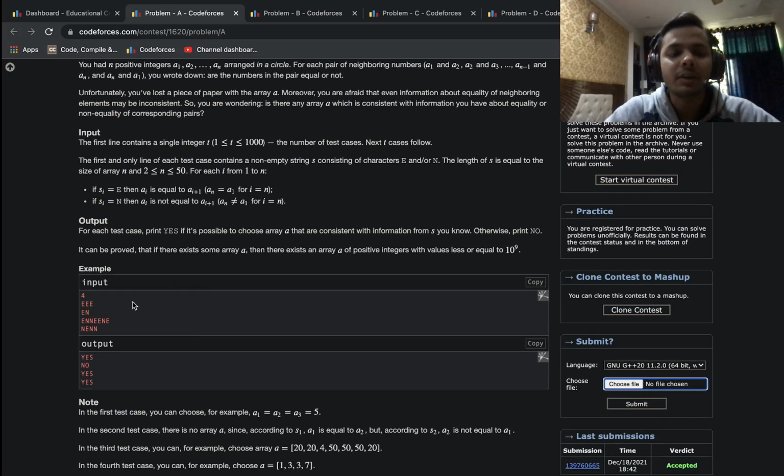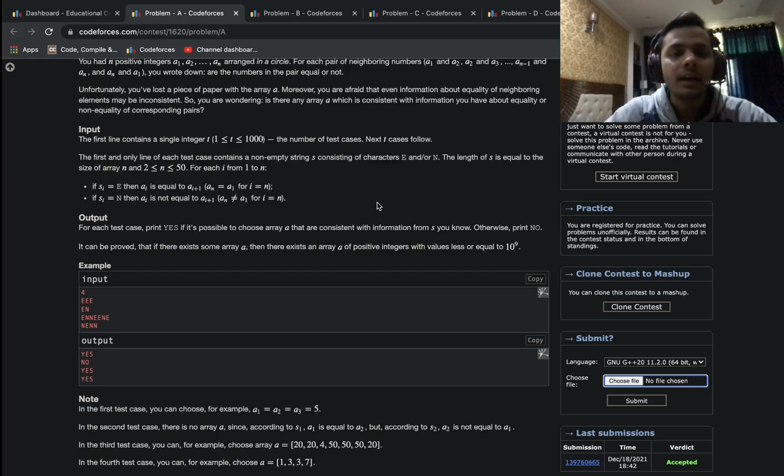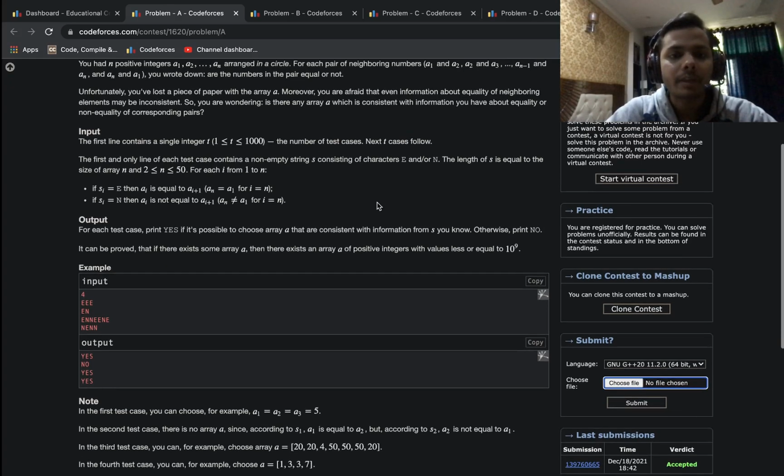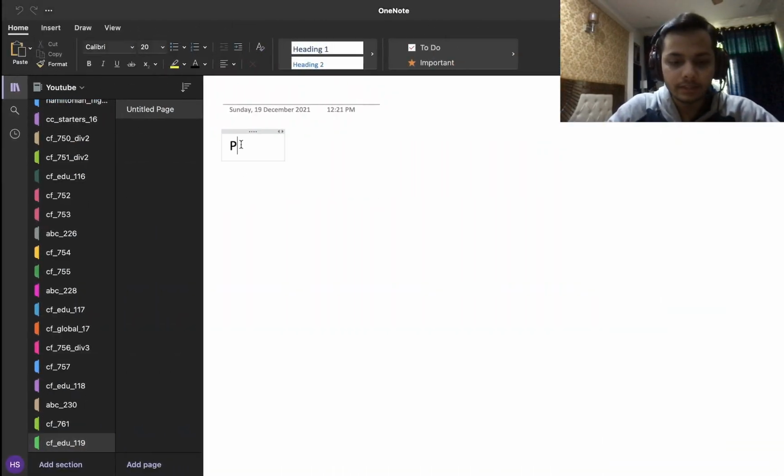We need to find out whether it is possible to have such an ordering or not. We have been given an ordering of e's and n's, and we have to answer whether a particular ordering is possible or not. If it is possible, we need to output yes, otherwise we need to output no. So that's the problem, and let's start with the solution.